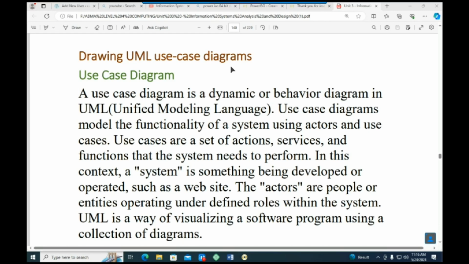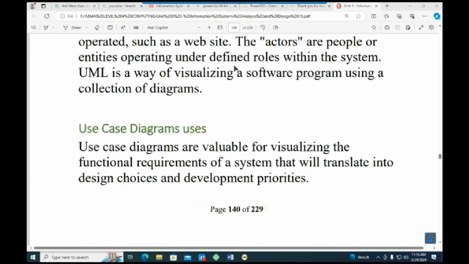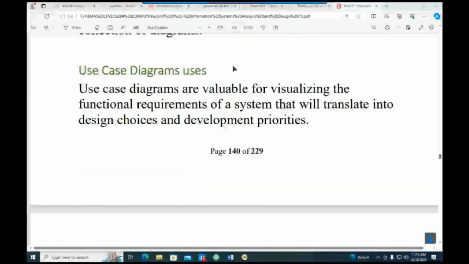So the actors can be people or entities. For example, a database is an actor. But in this case, the database is not a person. It is an entity. So it's something that you really need to understand. These are the kinds of diagrams we use to show the functionalities of the system, to show how the system is really working.